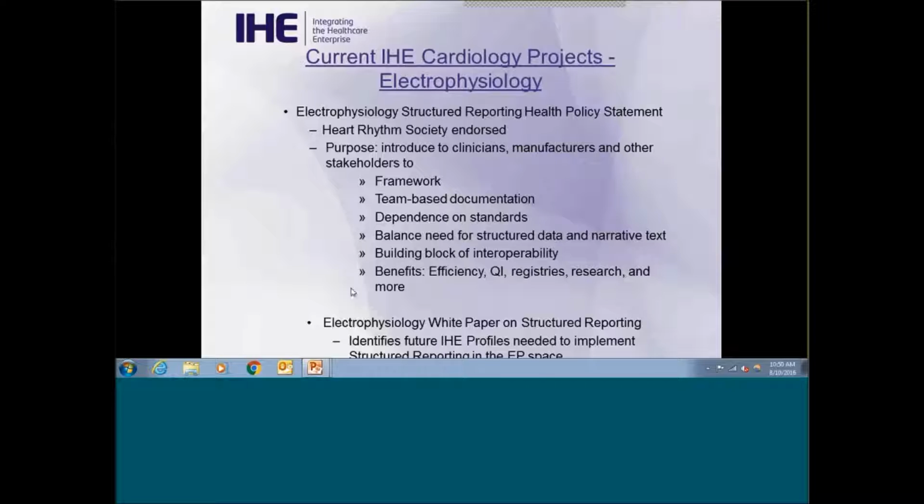And so we're seeking to bring this to a level that clinicians will appreciate and also explain the benefits of structured reporting, the efficiencies that come from it, the possibility of avoiding duplicate data entry, chart abstraction, seamless connectivity to registries as we've seen, and hopefully data availability for research.